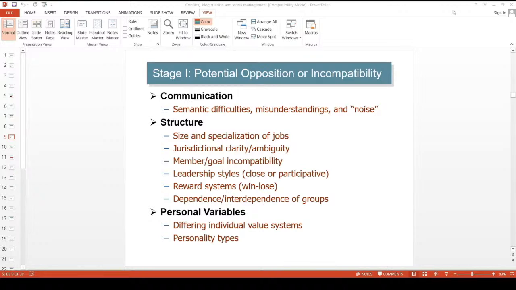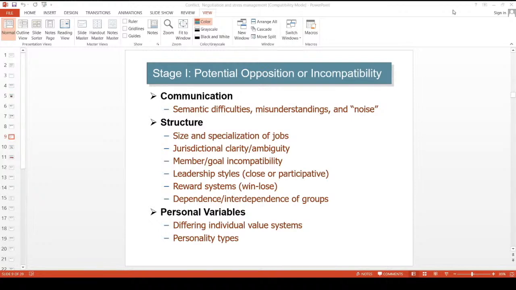There are three important points which occur in this stage. The first one is the semantic difficulties that result in the differences in training, selective perception, and inadequate information. So semantic difficulties means that the same meanings are being understood or interpreted in different ways. So communication as a source of conflict represents those opposing forces that arise from semantic difficulties, misunderstandings, and the noise in communication.